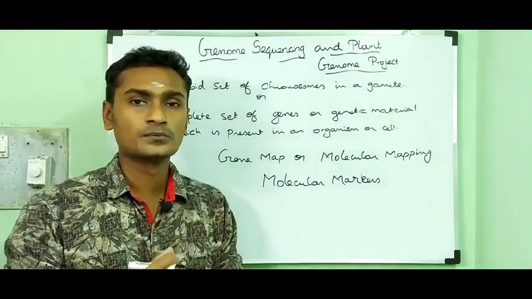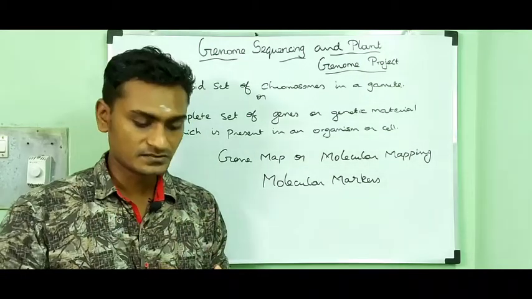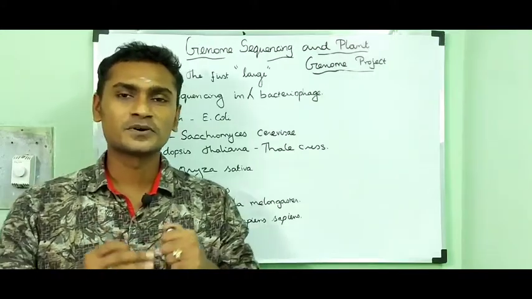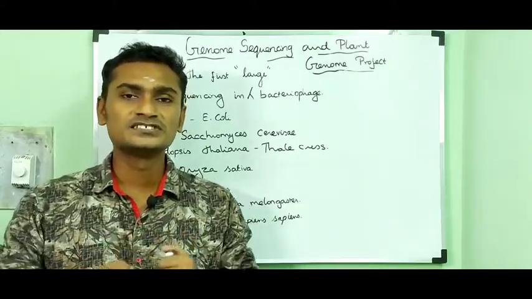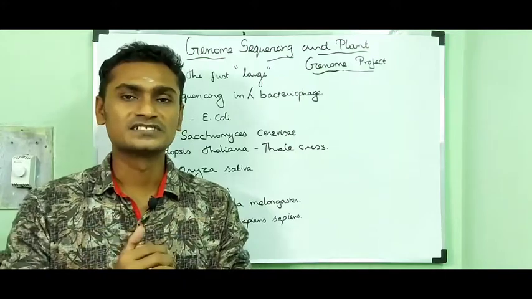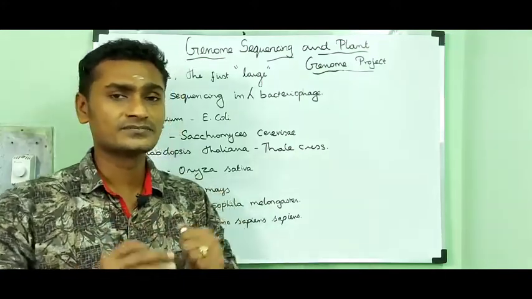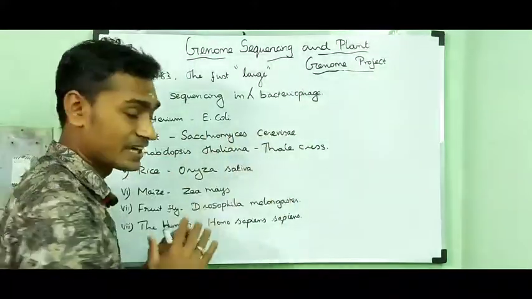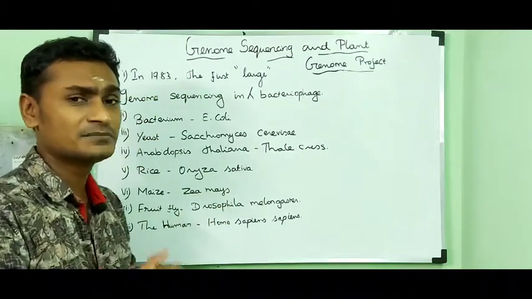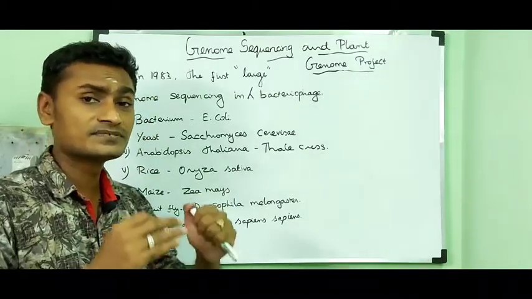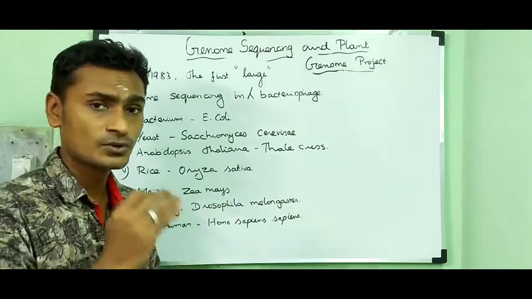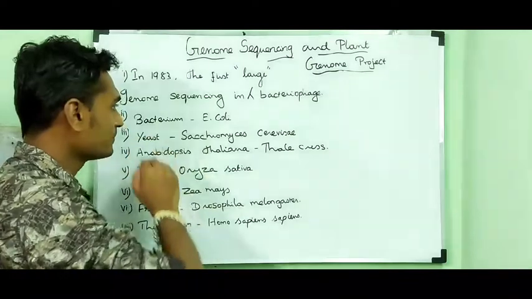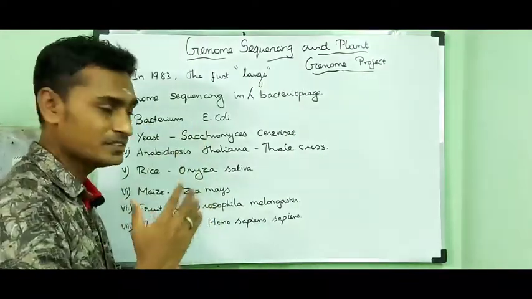Then I am going to tell about the studies which are made in different organisms. Let me tell about some of the organisms in which genome sequencing project had been completed. In 1983, the first large genome sequencing in Lambda bacteriophage had been completed. After that, there had been many projects on different groups and that have been also completed. Some of the notable examples are in bacterium E. coli, the genome sequencing project had been completed.